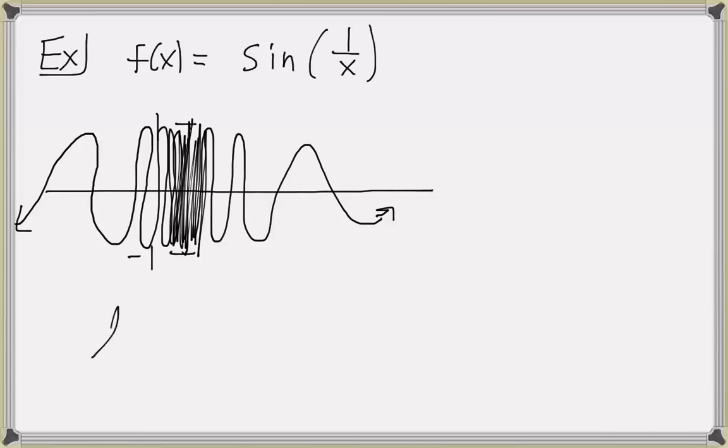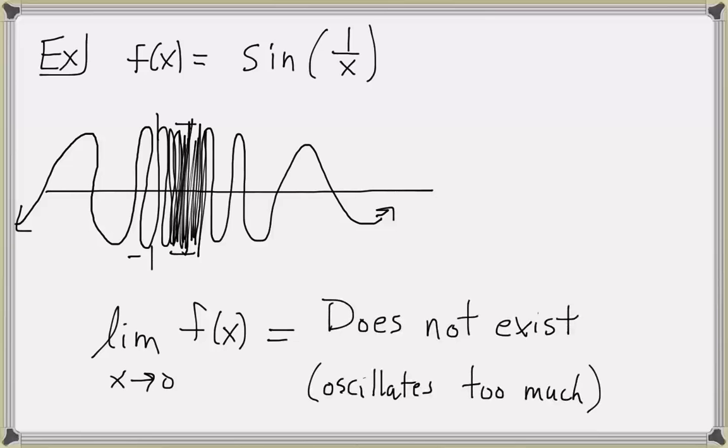So if we looked at the limit of f of x as x approaches 0, again we would have to say that this limit does not exist. So the reason why it has no limit is because it just oscillates too much. As x gets closer and closer to 0, the function oscillates too much to have a limit. So the values of sine of 1 over x are not getting closer and closer to one particular number as x gets closer and closer to 0.